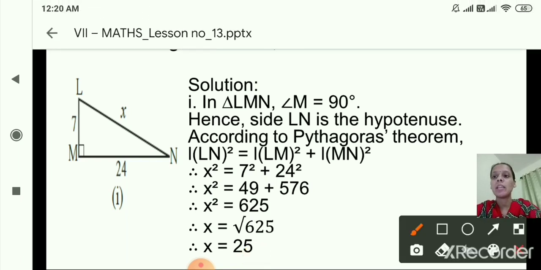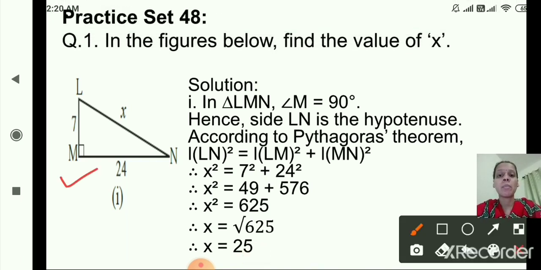The figure is given, that is right angle triangle LMN, and the right angle here is angle M, right? The hypotenuse is the side opposite to angle M, that is side LN. So in the solution we'll write down, in triangle LMN, angle M is equal to 90 degrees. Hence, side LN is the hypotenuse, which is opposite to the right angle.